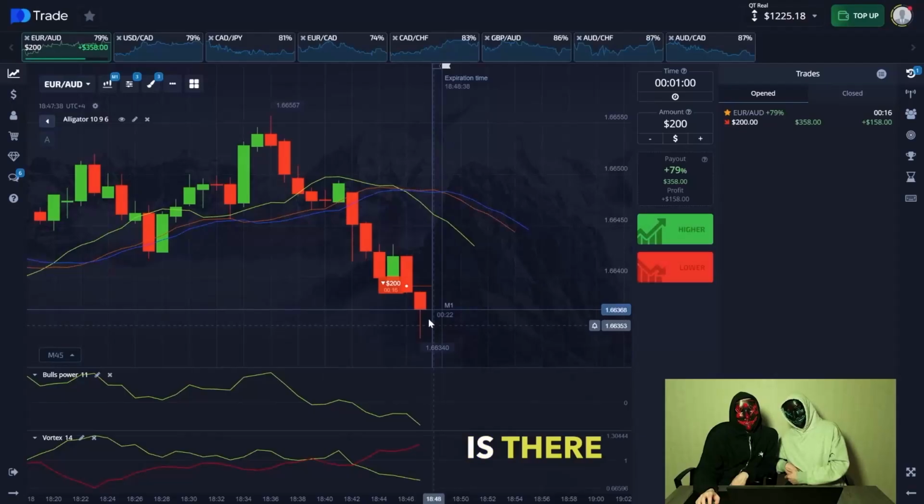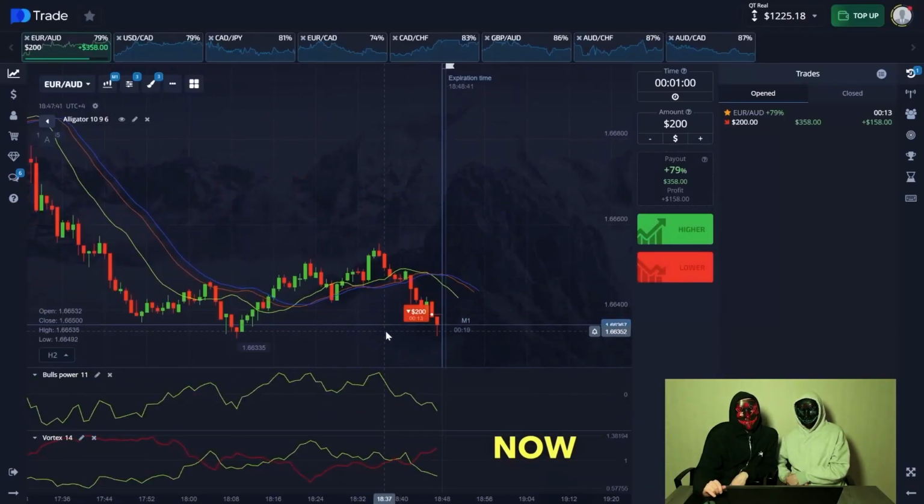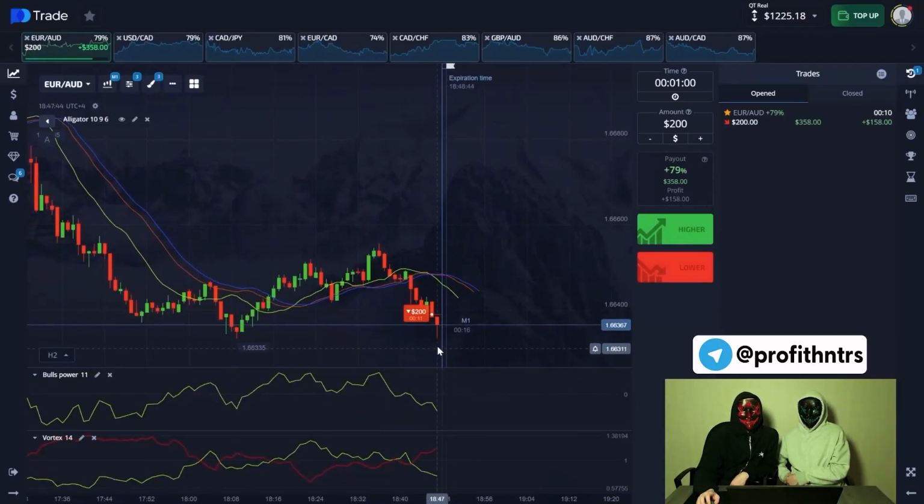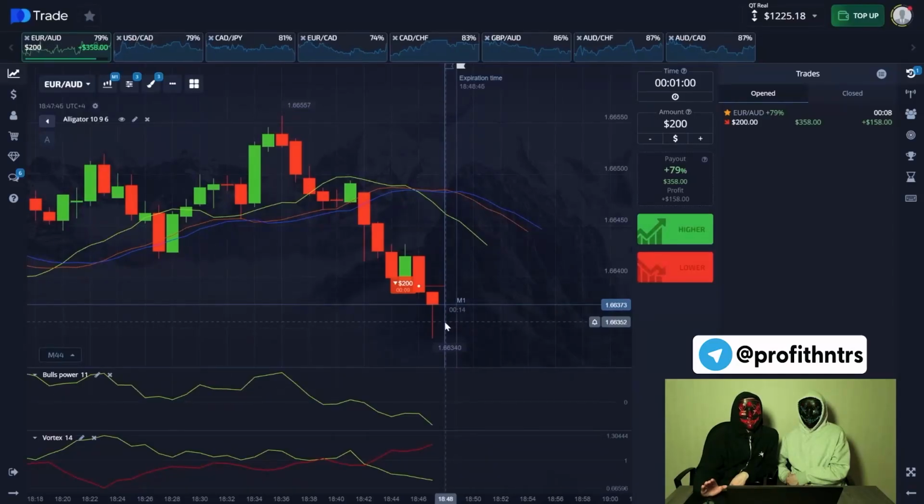A strong shadow is there, present. Now we'll get ready to complete the trade. There are just a few seconds left. $158 is credited to our account.